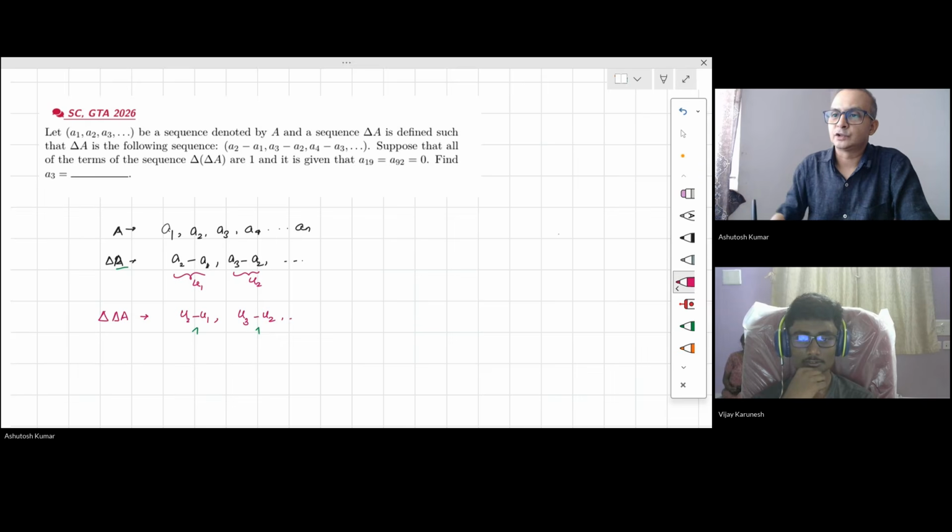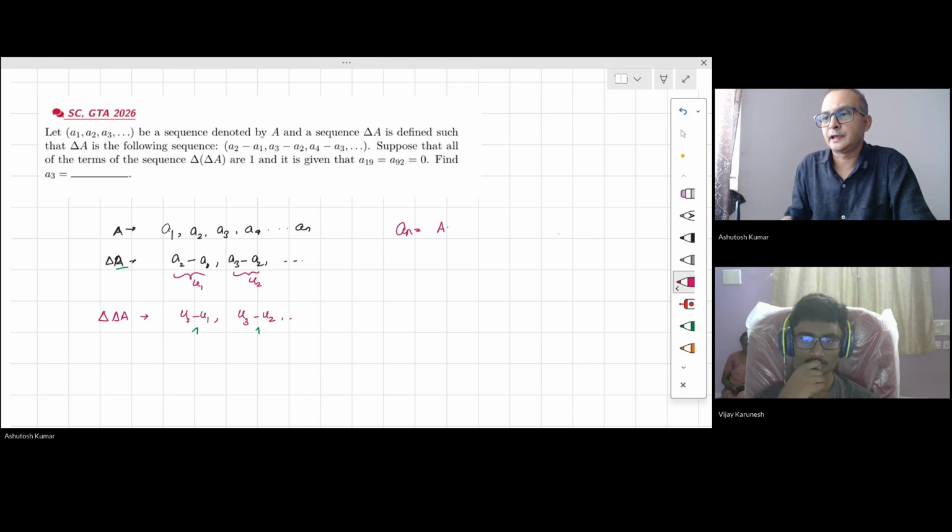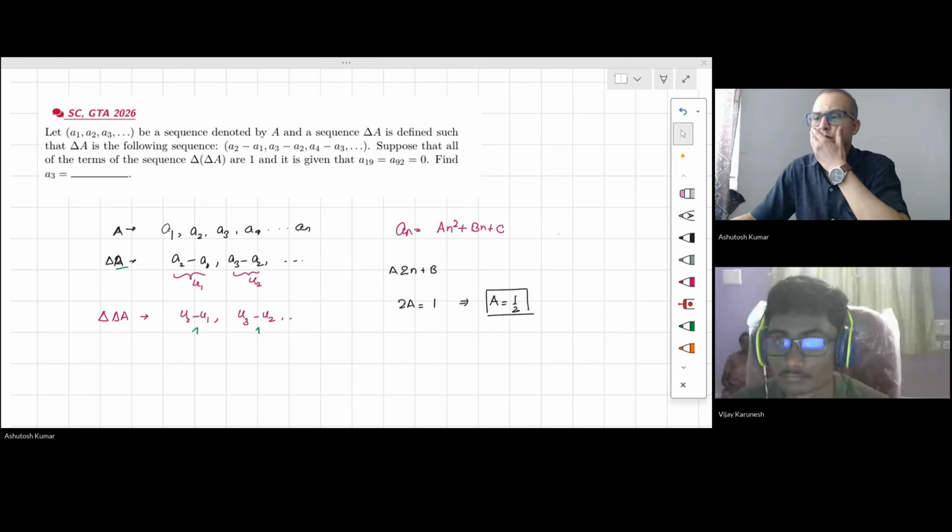So can we not just assume that this is a second derivative? I can state that the first sequence term an, I can take as a n square plus b n plus c. Can I take it like that? So what I wanted to say is that a will be equal to half, right? And the screen is visible, no? Yes, sir, it's visible.